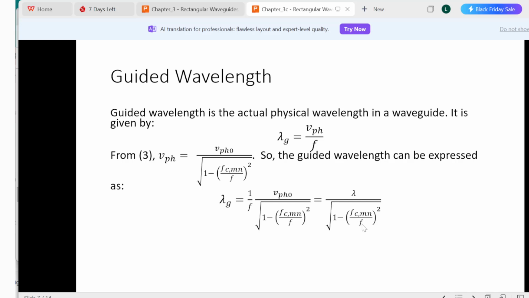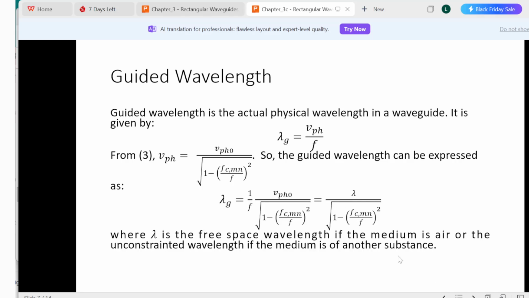If the frequency of operation is quite large, then the guided wavelength will be approaching the free space wavelength. The higher the frequency, the closer the wavelength will be approaching the free space wavelength.